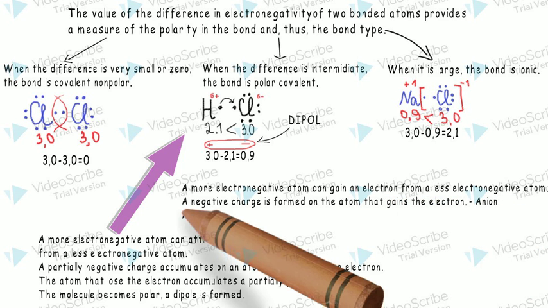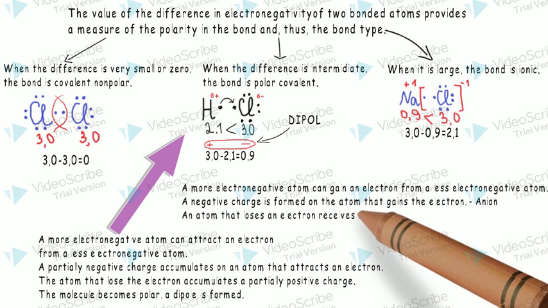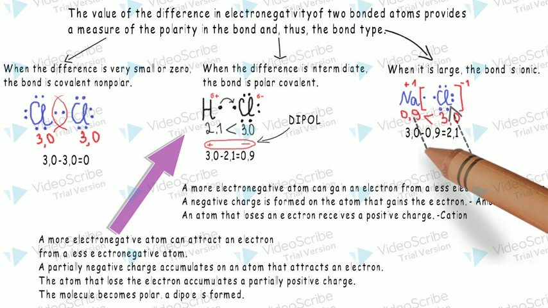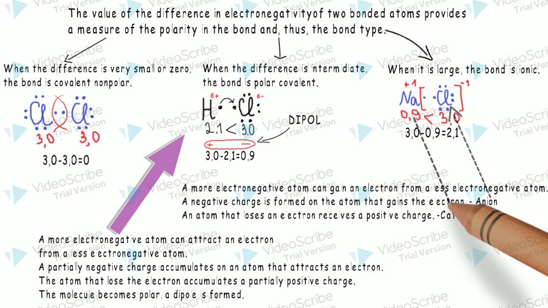A negative charge forms on an atom that gains the electron, and it is called an anion. An atom that loses an electron receives a positive charge, and it is called a cation.